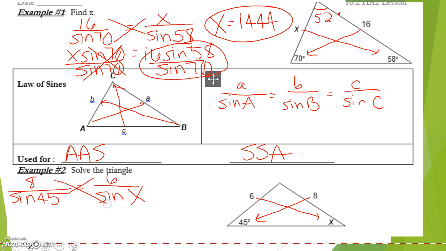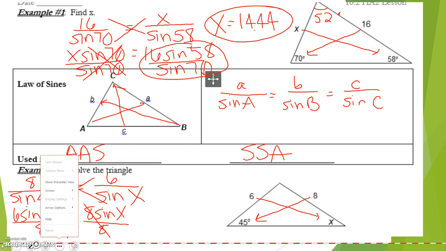I'm going to cross multiply. And I'm going to try to get the sine x alone. So I divide over 8. Now, since we're trying to get an angle, we talked about this in the last unit. To get an angle, you have to do second sine of whatever's on the other side of the equal sign.